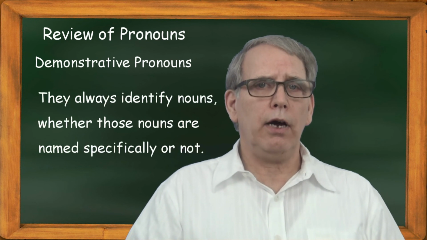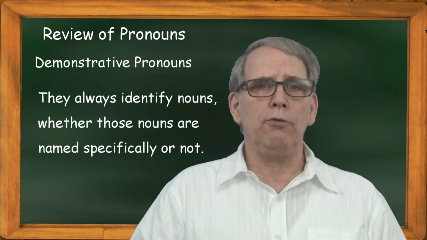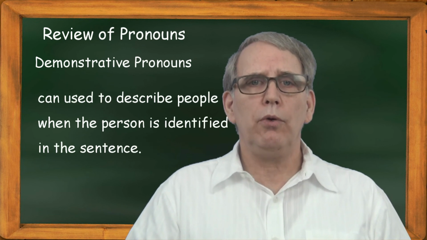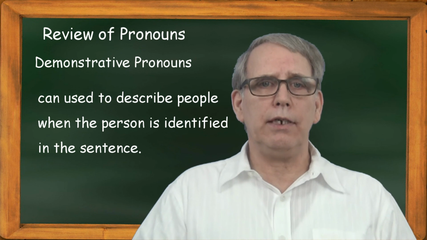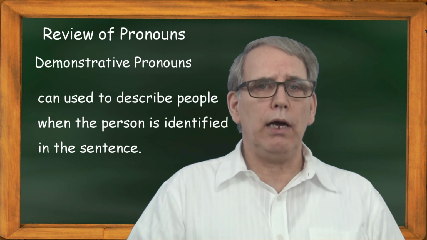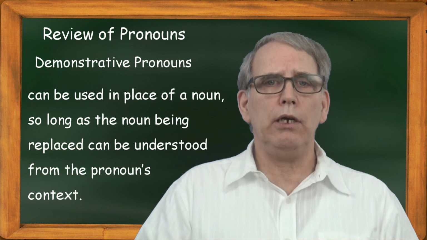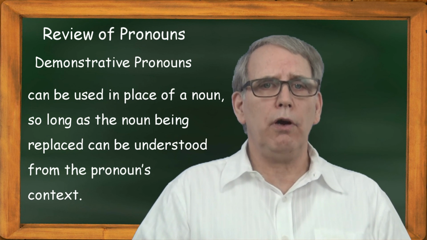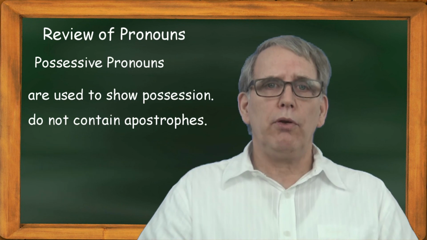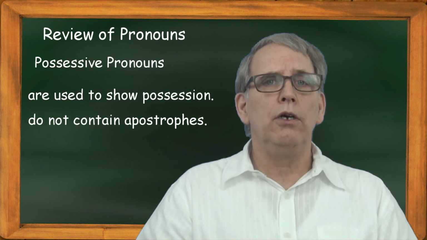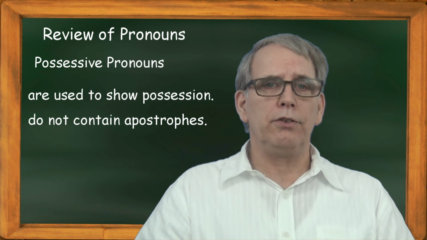They always identify nouns, whether those nouns are named specifically or not. They can be used to describe people when the person is identified in the sentence. Demonstrative pronouns can be used in place of a noun, so long as the noun being replaced can be understood from the pronoun's context. Remember that possessive pronouns, even though they are used to show possession, do not use apostrophes.